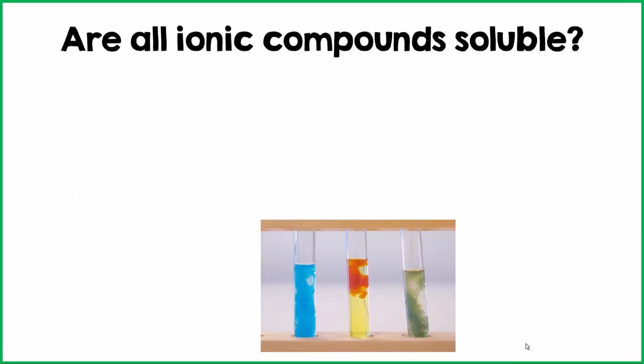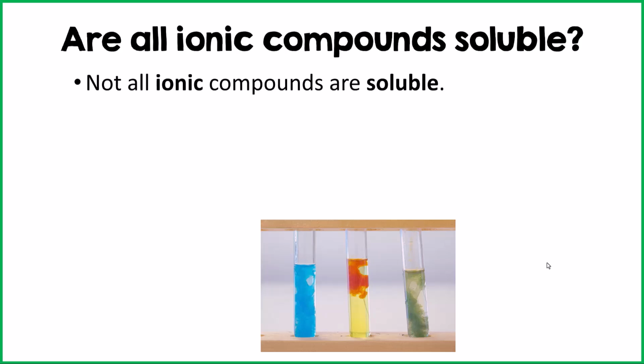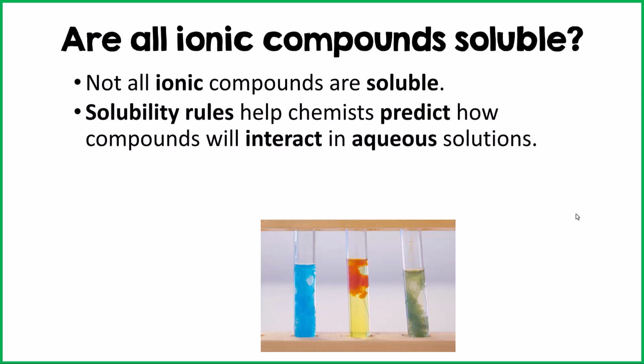We've been discussing ionic compounds as if all of them are soluble, and that's not the case. In fact, not all ionic compounds are soluble. Some of them are not able to dissociate in water. Solubility rules help chemists predict how compounds will interact in aqueous solutions. So if we're discussing a couple of aqueous solutions and you wanted to pour one into the other, solubility rules will help to predict what will happen so that you don't have to test it all the time in a possibly dangerous situation.